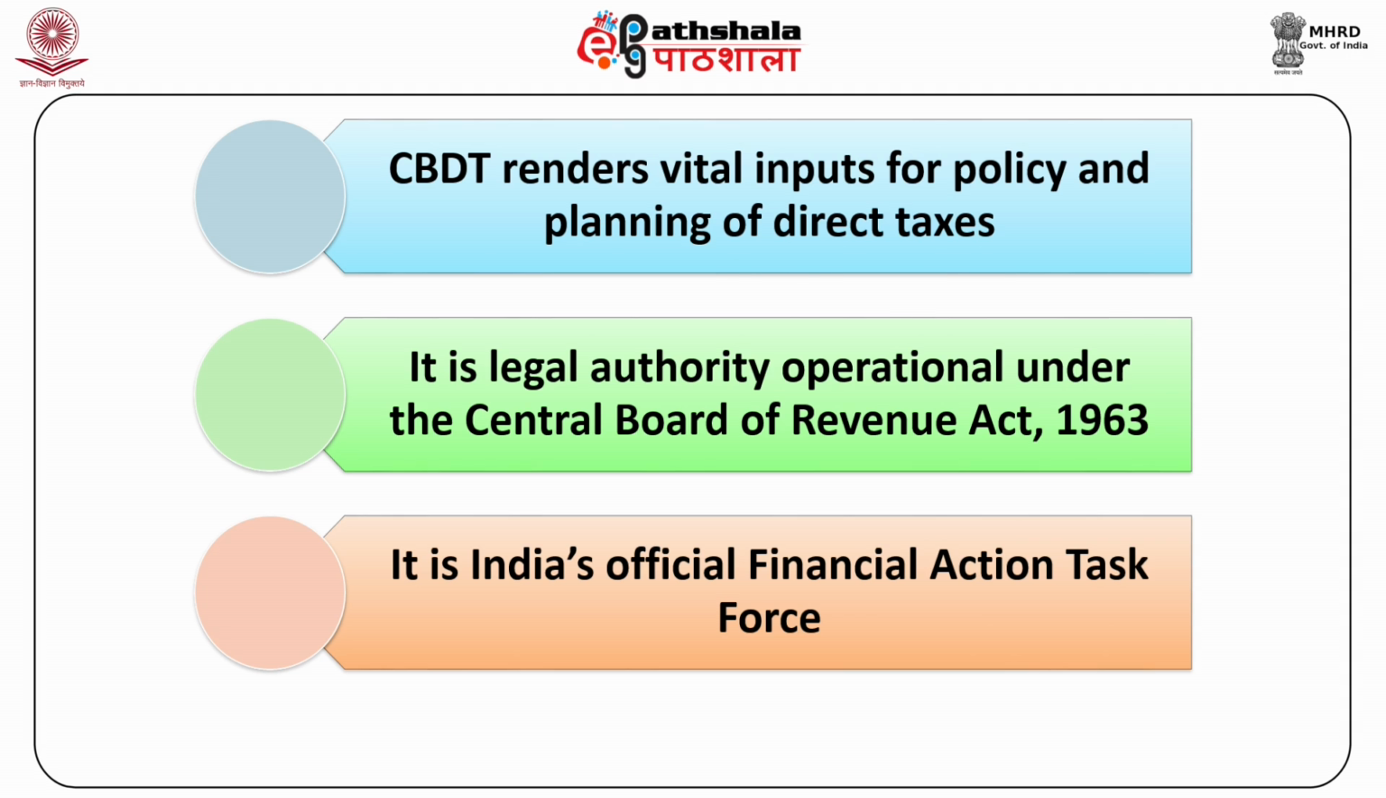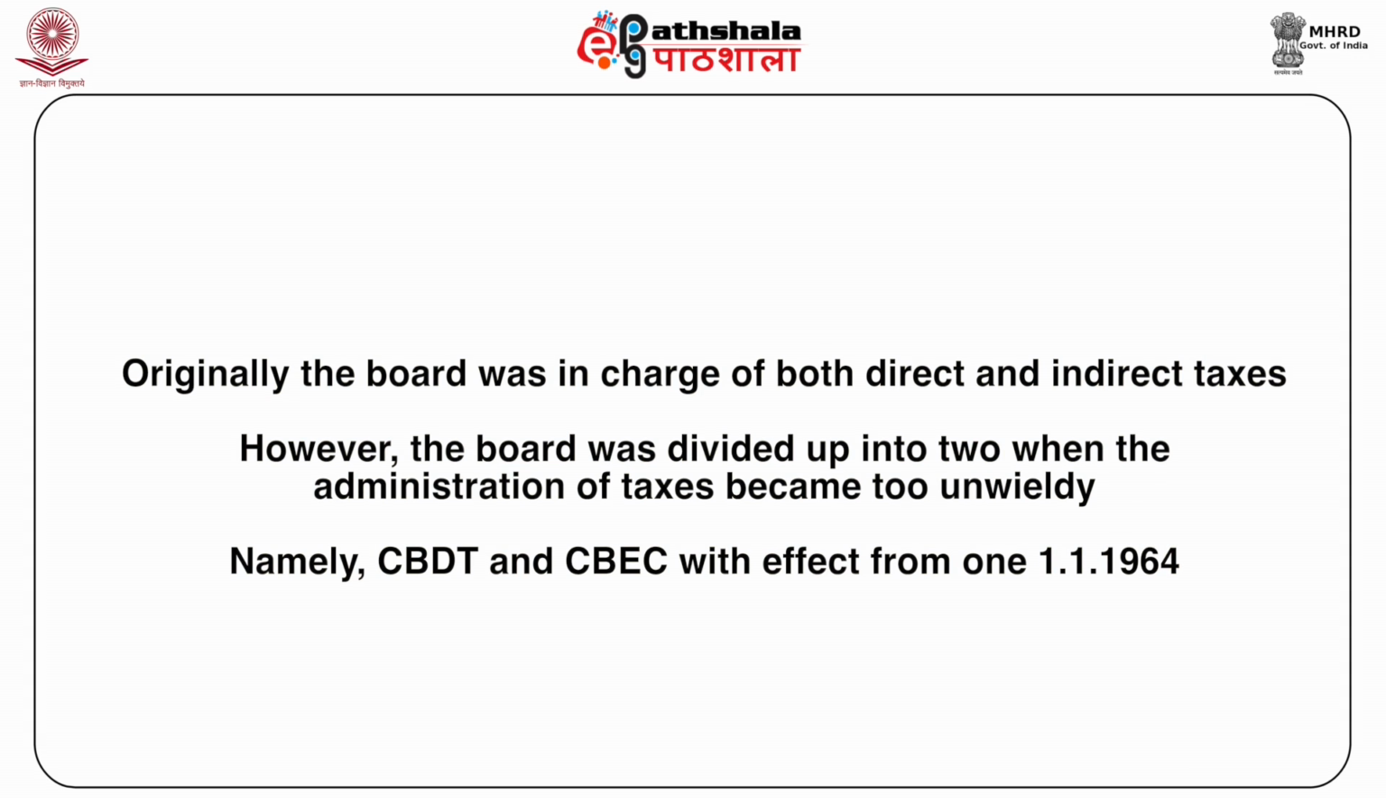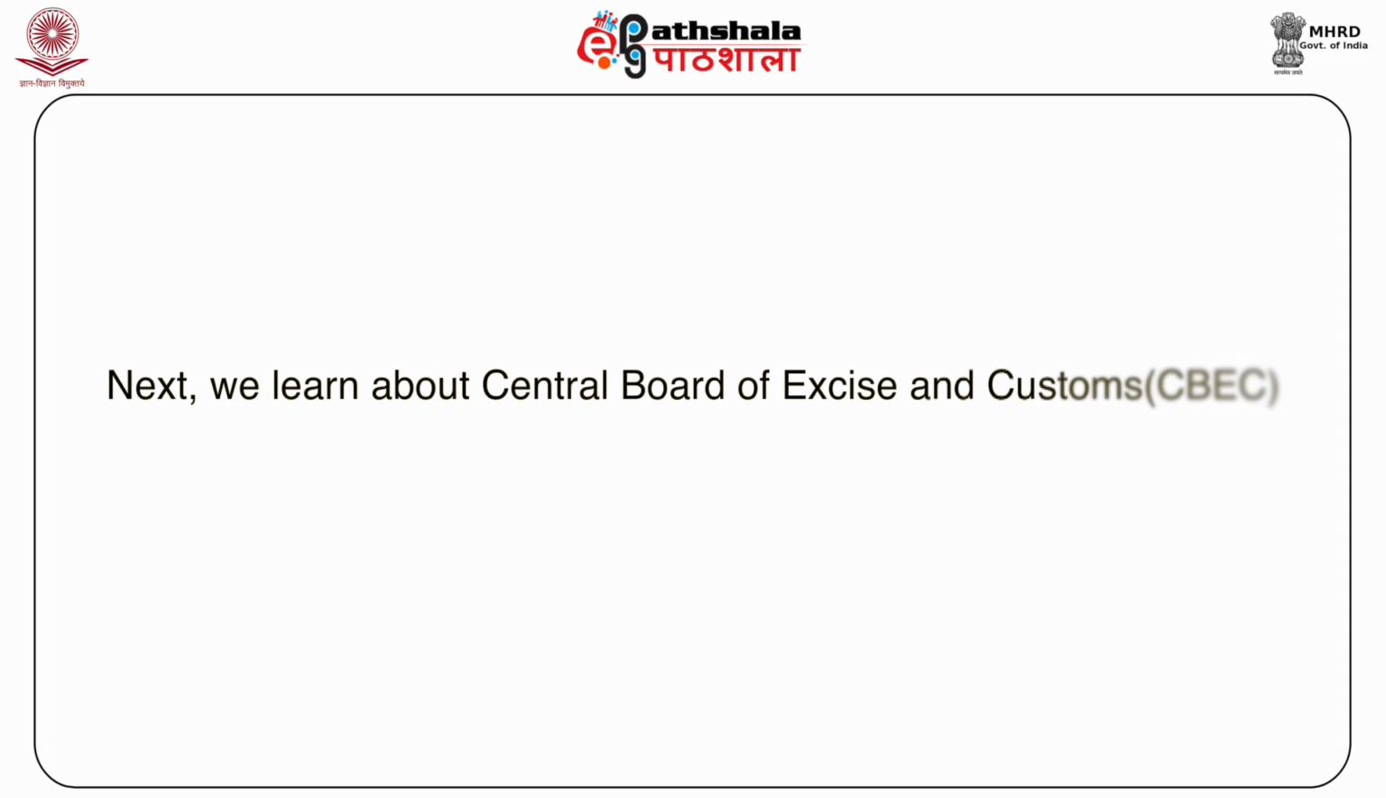FATF unit. The Central Board of Revenue, as a department's top body charged with the administration of taxes, came into existence as a result of the Central Board of Revenue Act 1924. Originally, the board was in charge of both direct and indirect taxes. However, the board was divided into two when the administration of taxes became too unwieldy, namely CBDT and CBEC, with effect from 1/1/1964. This division was carried out by constitution of the two boards under section 3 of the Central Board of Revenue Act 1963.